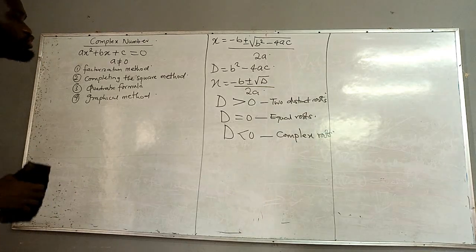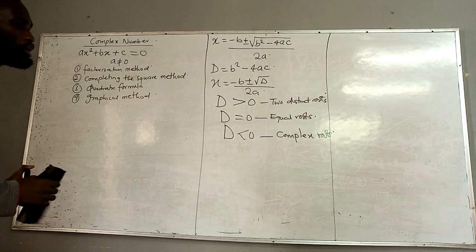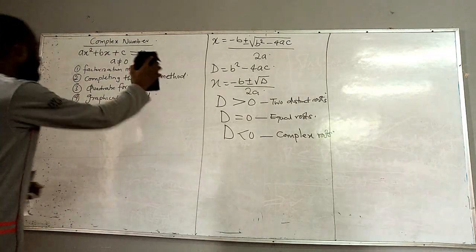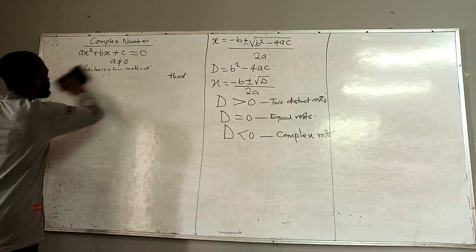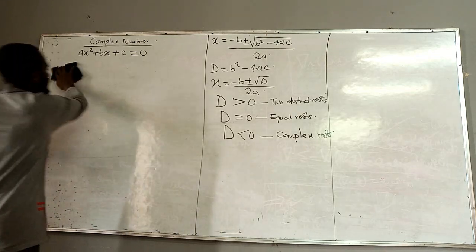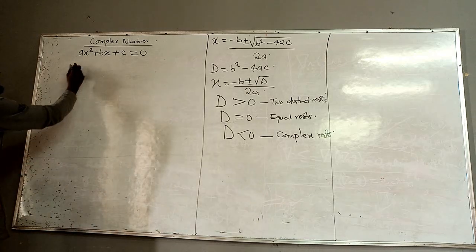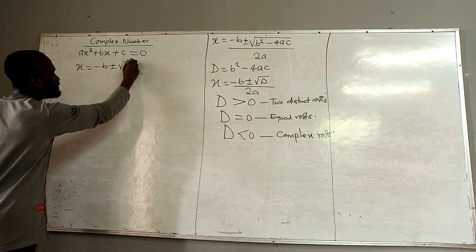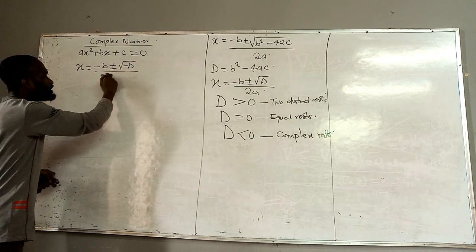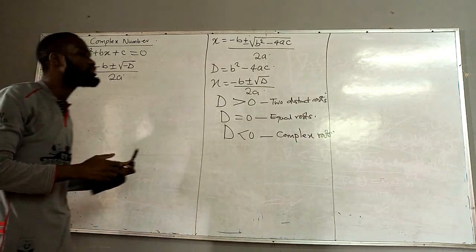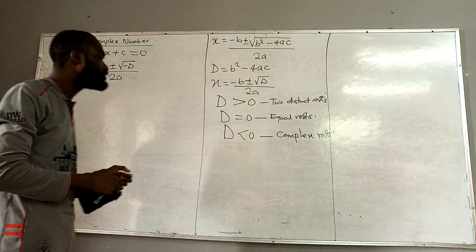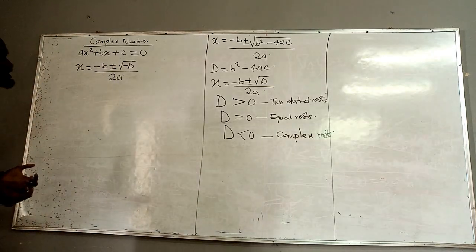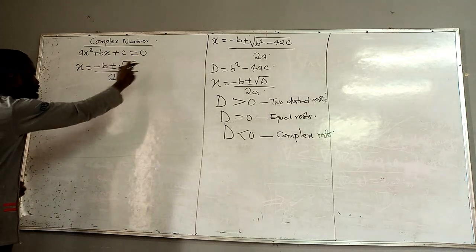Now we want to see a case where we have an equation that will not give you a real root. Then we are going to have what is called a complex root. Let's look at an example. Let's assume I have my d negative, that is my x equals minus b plus or minus square root of minus d. Then it is not easy for us to find the square root of minus d, because if you press your calculator, it's going to give you an error, meaning you cannot find the square root of minus d.